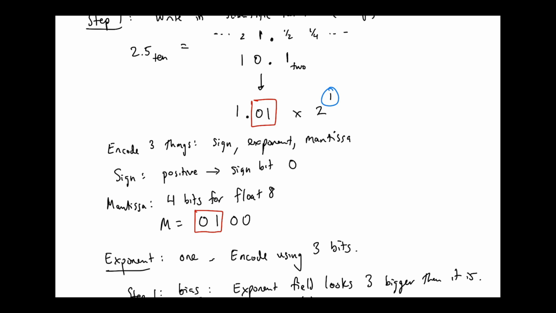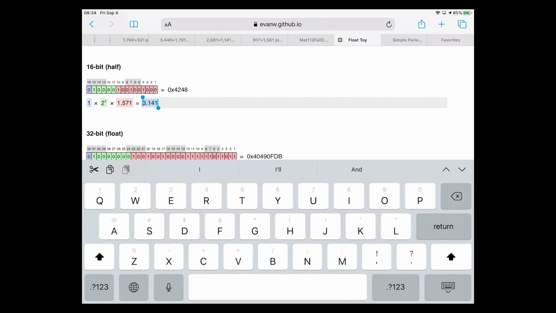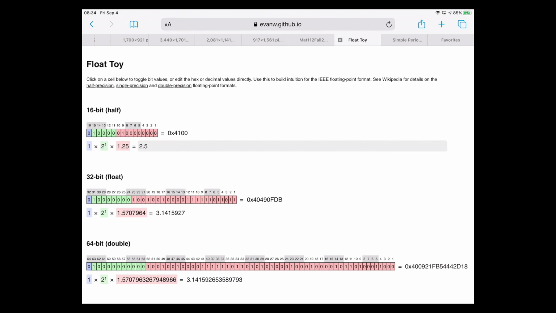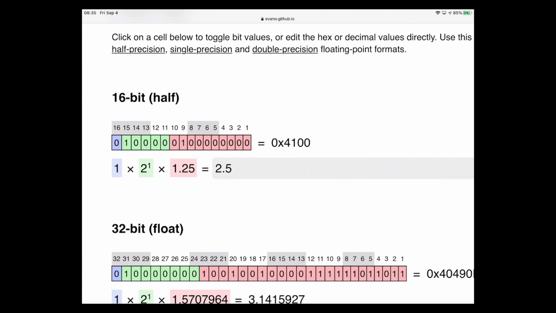Okay, so let's do 2 things here. The first is there was the little cool website that I showed you guys last time called Float Toy. This thing. Let me just type in 2.5 here, and it's going to encode this for me, right? Let me blow this up so you can see it a little bit better. It's going to do it under the 16-bit standard, okay?